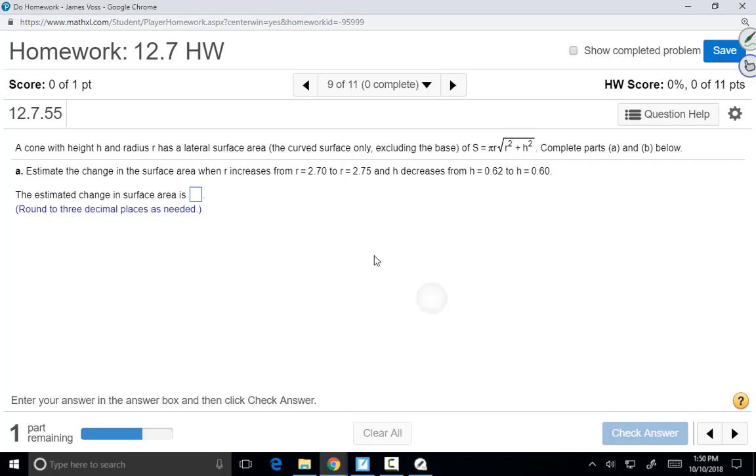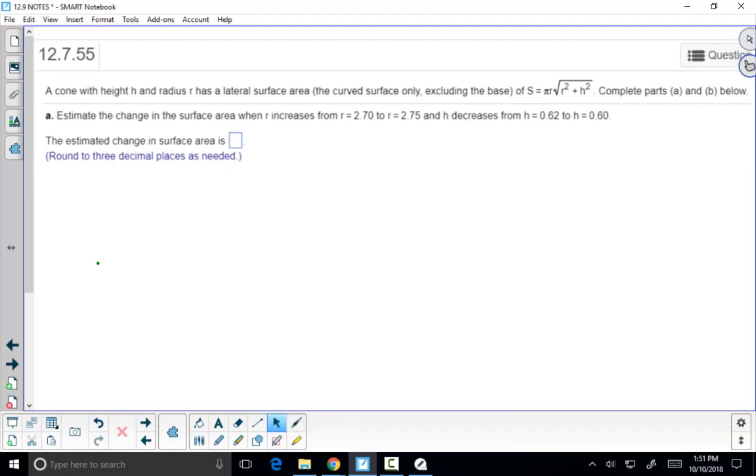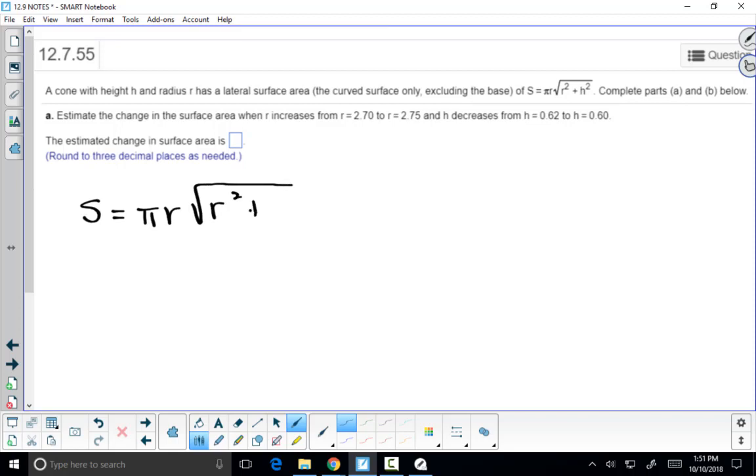Okay, so this guy, we partially differentiate S first. So we have S is equal to pi multiplied by little r multiplied by the square root of r squared plus h squared. So complete parts A and B. All right, so let's figure out what S sub little r is. S sub r, I guess there's only one r here.